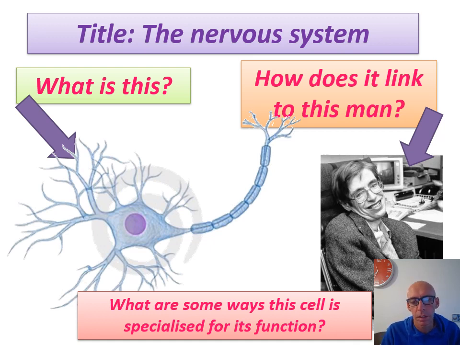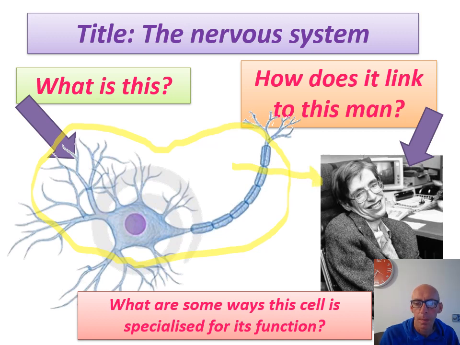Okay, this lesson is about the nervous system, and to start with, let's hope you recognize from B1 that this here is a nerve cell and the structure of it. We'll get to that. And what effect does it have on this man?